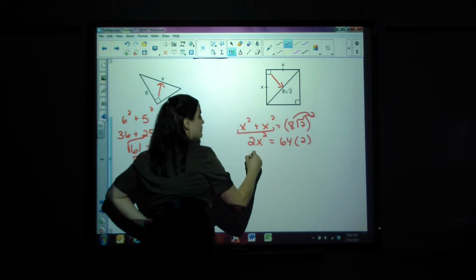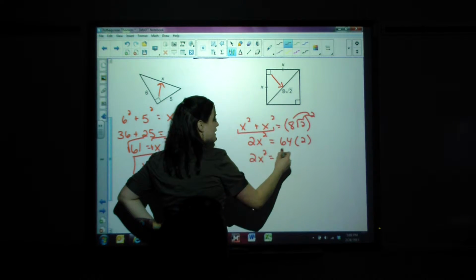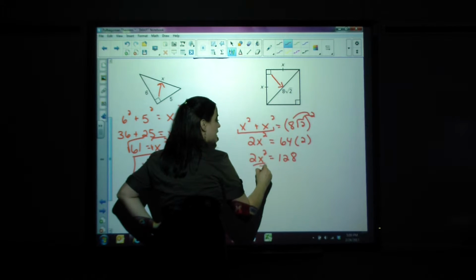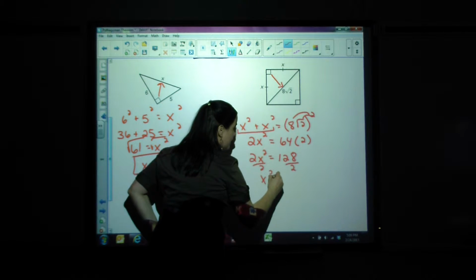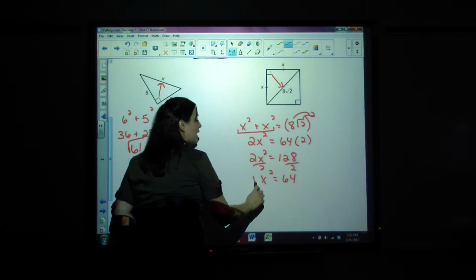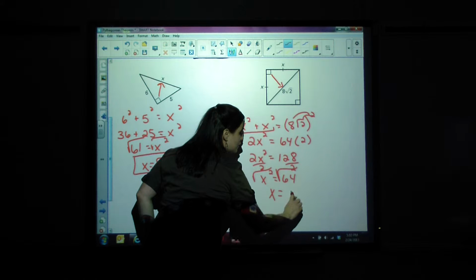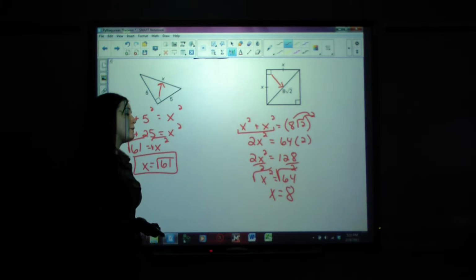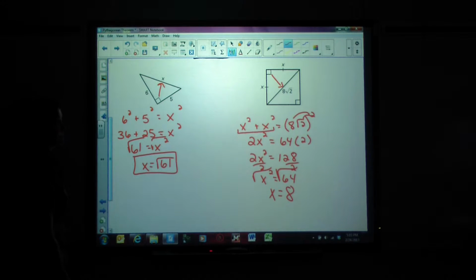Okay, so now we have 2x squared equals 64 times 2. So if we want to simplify, we can take 2x squared and set it equal to, well, 64 times 2 is 128. Divide by 2, we're going to be back at 64. x squared equals 64. And if we square root to get x all by itself, we get x equals 8. Meaning each side length is 8. They were the same in length this time. Alright, that's your Pythagorean theorem.